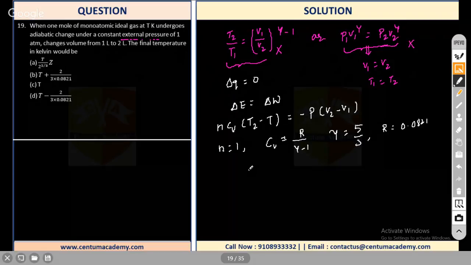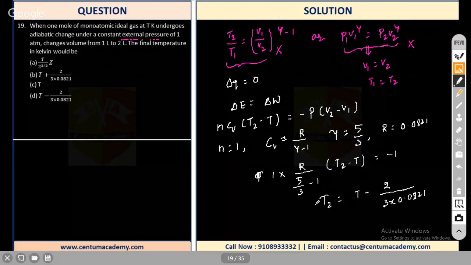And finally you will get T2. Substituting, 1 by R divided by 5 by 3 minus 1 into T2 minus T is equal to, external pressure is 1 and this is 2 minus 1, that will be equal to minus 1. And when you solve this, T2 becomes T minus 2 by 3 into 0.0821.